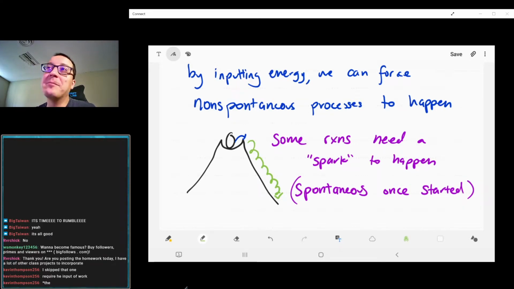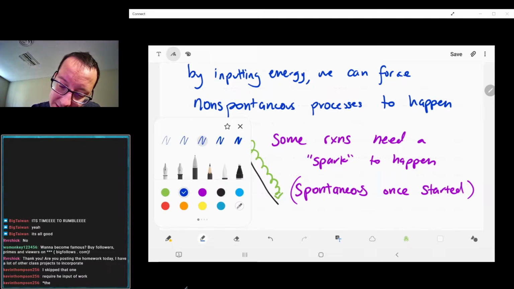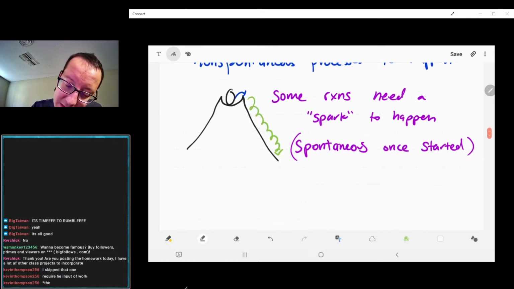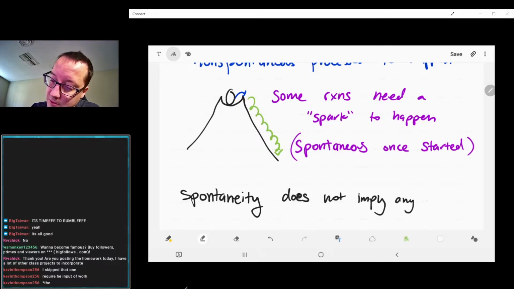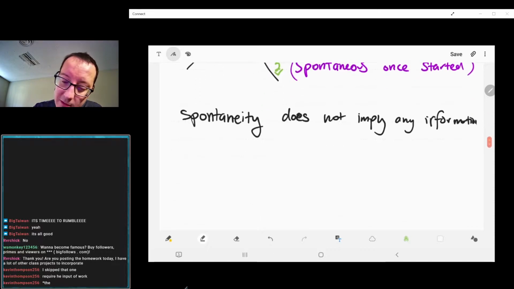Okay, so that's three classifications we have. And we're going to see that spontaneous, let me just write it down. I've said it a couple times, but spontaneity, rather, if a reaction will happen by itself or not, does not imply any information about kinetics.